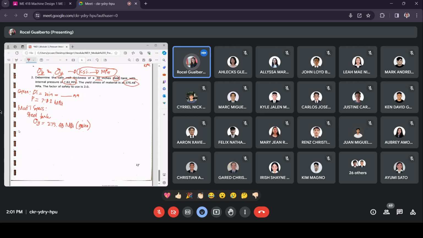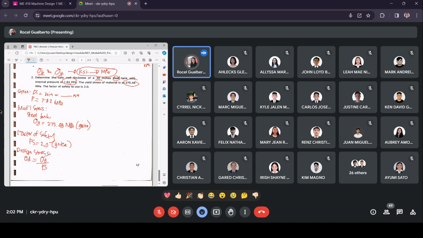After the material specification, we have the factor of safety. Fs is simply equal to 2, and this is just a given. So this is the factor of safety. And then let us have the design stress. Sigma D is equal to sigma Y over factor of safety.